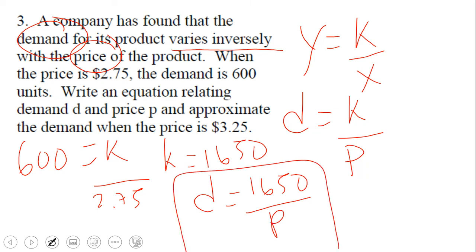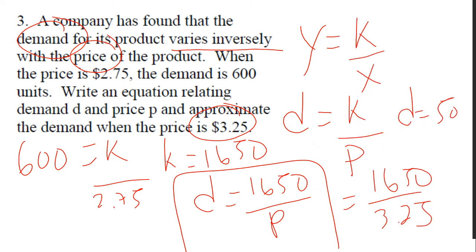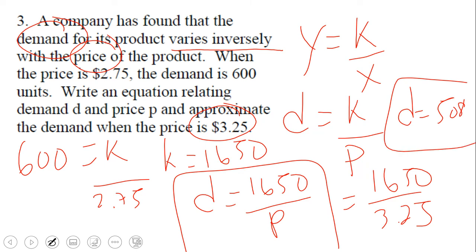For all the previous problems, that was it, but then they want you to go one step further: find the demand when the price is $3.25. So all that means is you're going to go ahead and plug in the price of $3.25. And your final answer: when you price something at $3.25, approximately 508 people decide that they want to buy whatever it is. And again, obviously it was a decimal, so rounding 507 point whatever to 500 people would be more than sufficient.